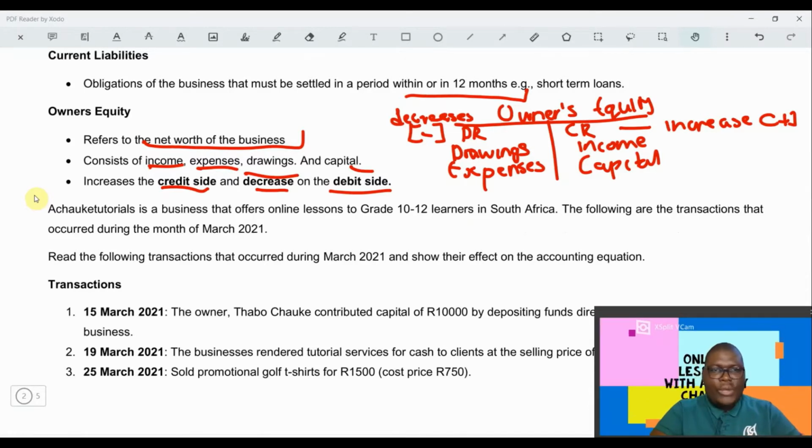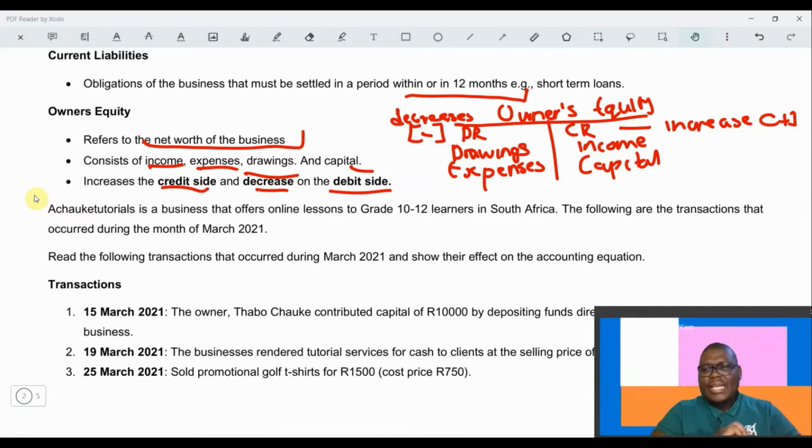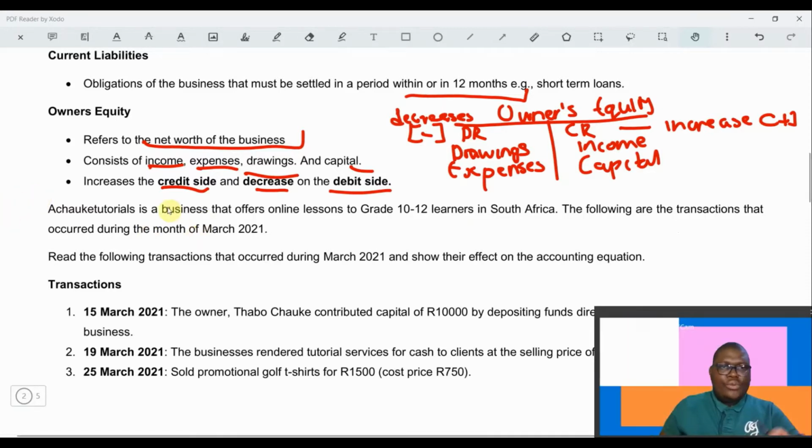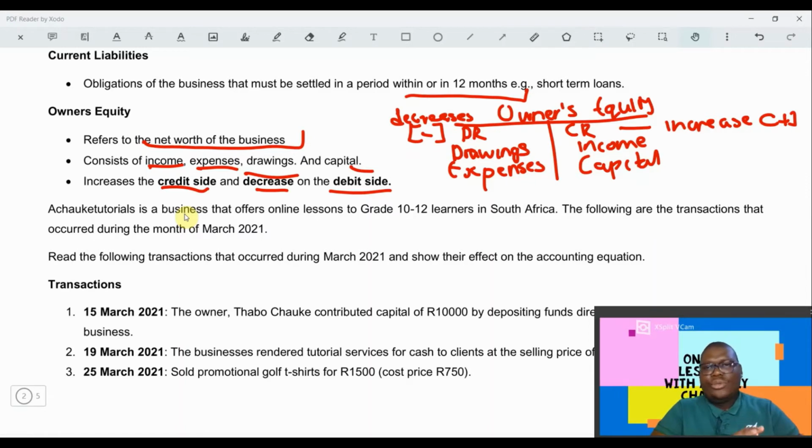So what we're going to do, we are going to identify those particular accounts that are affected, and we'll also show how those accounts are affected on those elements of the accounting equation, and we'll also use amounts to show this effect. Okay, so we're going to go through the transactions and just try to record them as quickly as possible. They're saying Chauke Tutorials is a business that offers online lessons to grade 10 to 12 learners in South Africa. The following are the transactions that occur during the month.